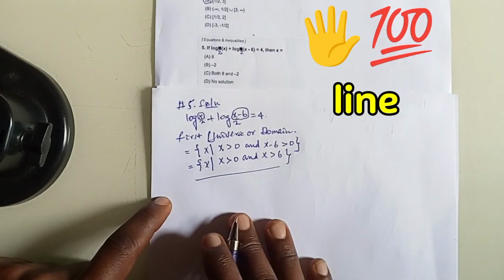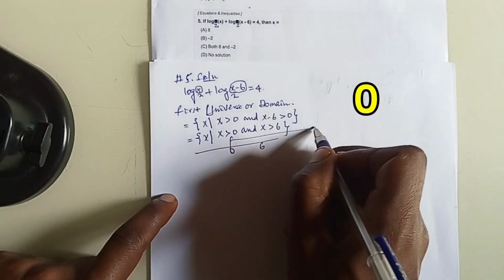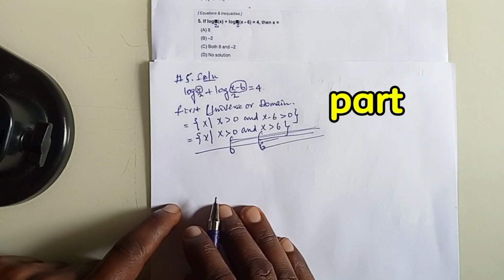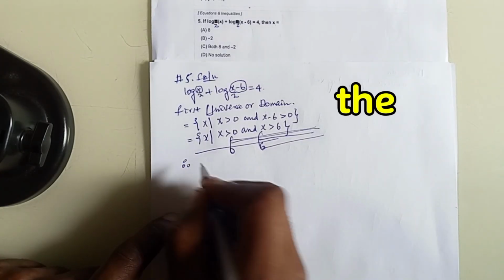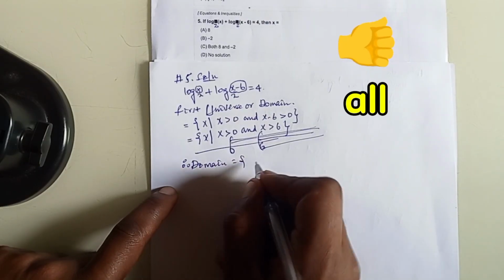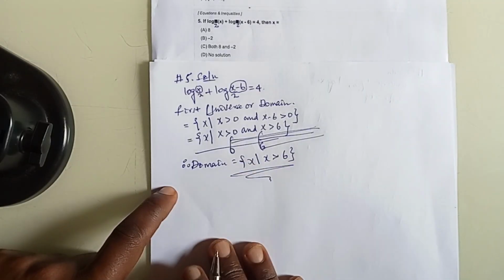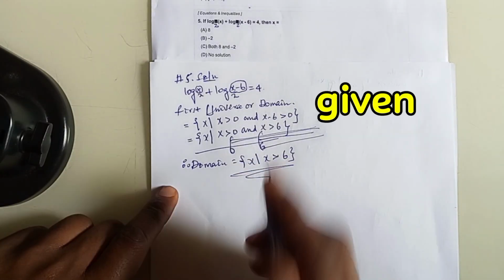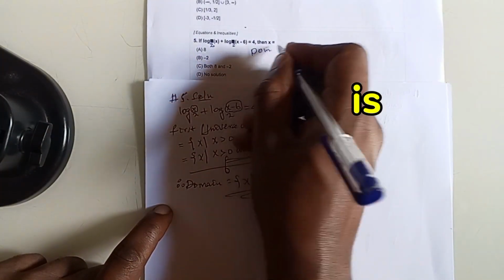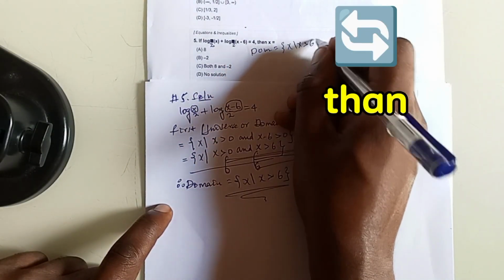On the number line, if this is 0 and this is 6, greater than 0 means this part, and greater than 6 means this part. So the general domain is the set of all x such that x is greater than 6. This is the domain of the given logarithmic function.